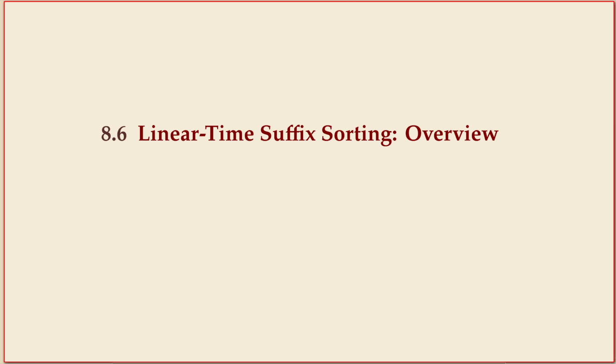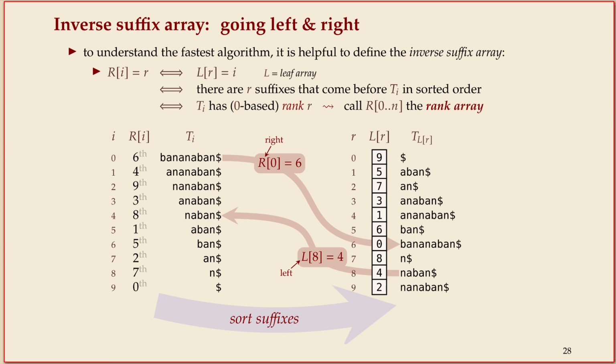So let's start with a bit of an overview first. To make this algorithm clear, I have to introduce a helper definition, just because it's more convenient to formulate the algorithm for that helper result instead of the suffix array itself. So remember, L stands for leaves, because the suffix array really is the leaves of the suffix tree sorted in left to right order.